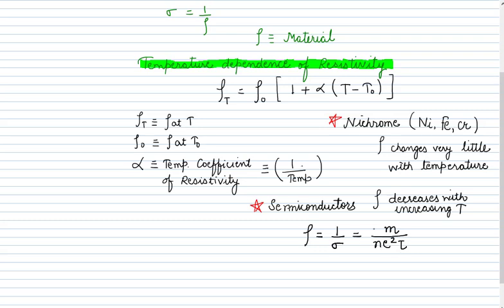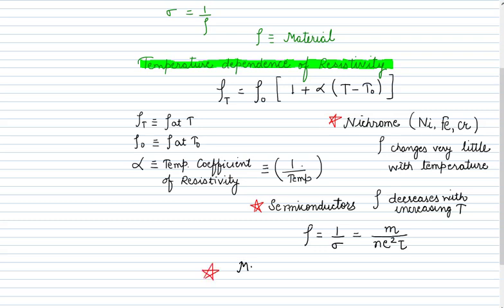So what happens for semiconductors? If we increase the temperature, the number of free electrons increases. So just remember that for all semiconductors, the resistivity decreases with increasing temperature, or the conductivity increases with increasing temperature. If you increase the temperature, they conduct very well. So for all the semiconductors, rho, the resistivity, decreases with increasing temperature.